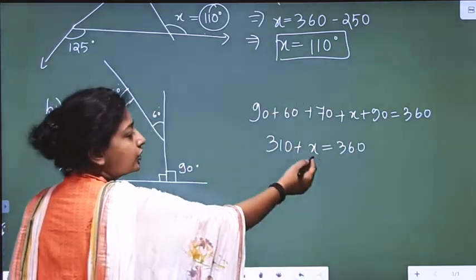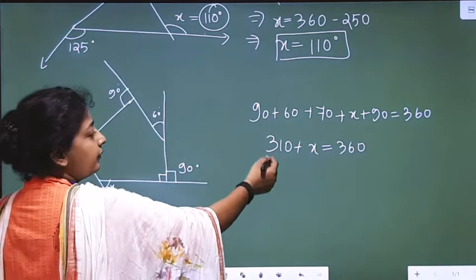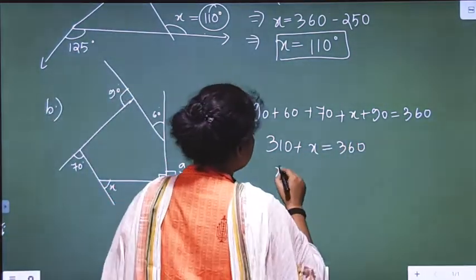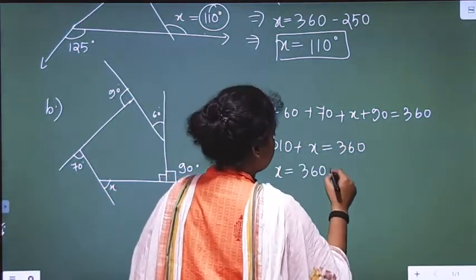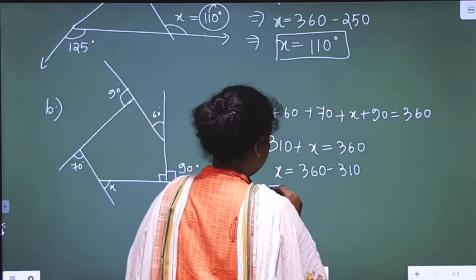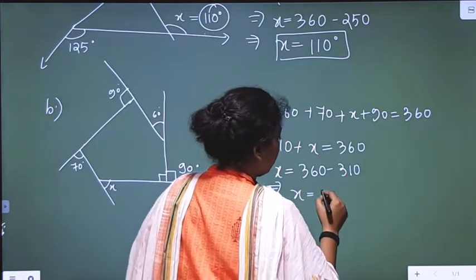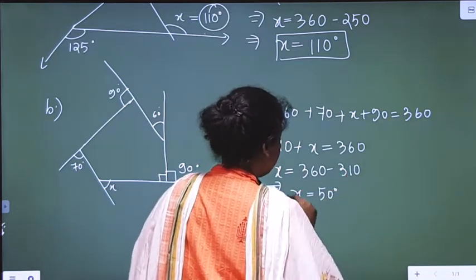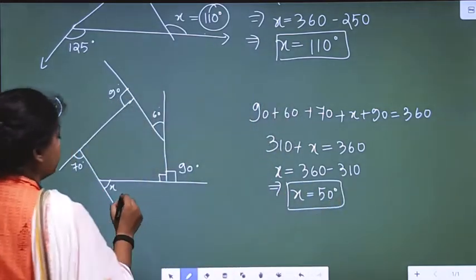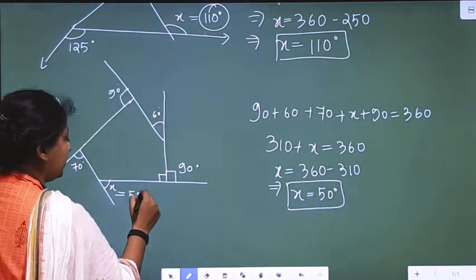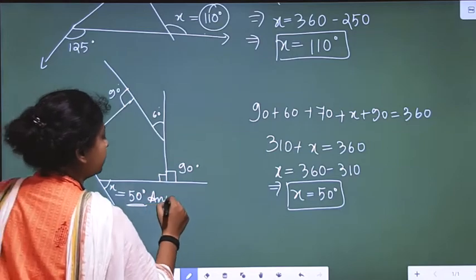Again, here we have a constant, a variable and a constant. We can shift this constant to the other side. So x equals 360 minus 310. This gives us the value of x as 50 degrees. So here the value of x equals 50 degrees. This is our answer.